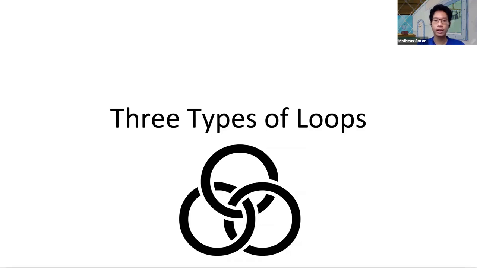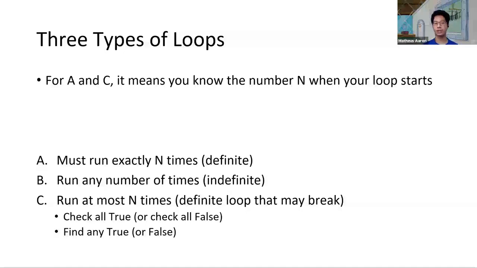Which is like number one, there's a loop that must run exactly n times. Then B is run any number of times, and C is run at most n times, which is a definite loop that may break. And then you basically want to check.